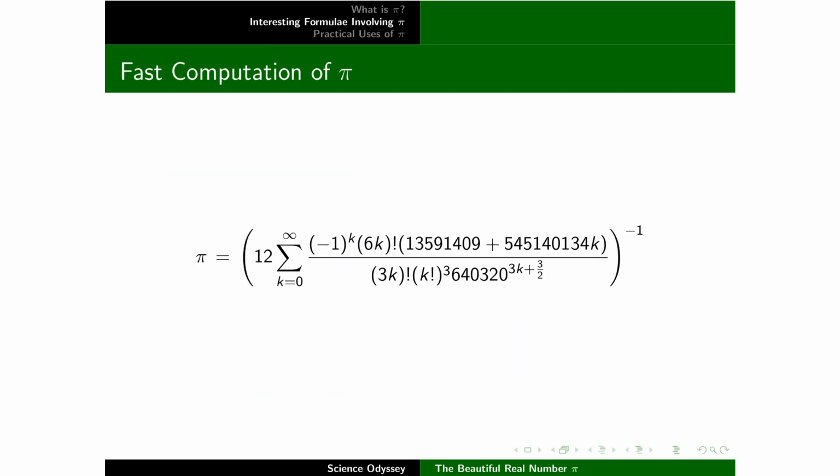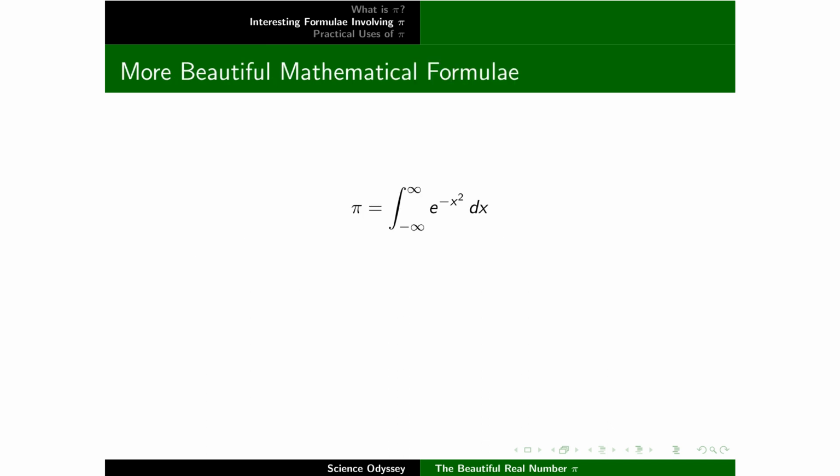And here's another formula. I'm just going to show it to you without explaining it, but it allows us to do fast computations of pi. Each time we add a term to this infinite sum, we produce 14 additional digits of pi.